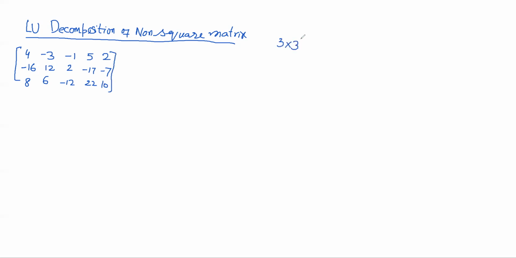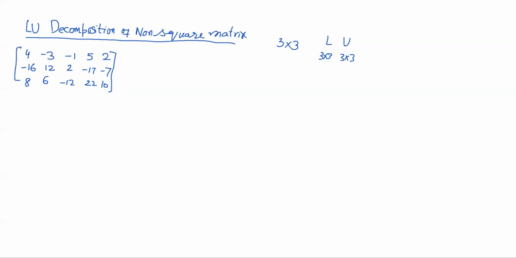Okay. So in the case of a square matrix, for example a 3 by 3 square matrix, we get L and U, which are both 3 by 3. In this case, this is a 3 by 5 matrix, so its LU decomposition will be something like this: L will be 3 by 3, whereas U will be 3 by 5. The process is the same. There is no difference actually.